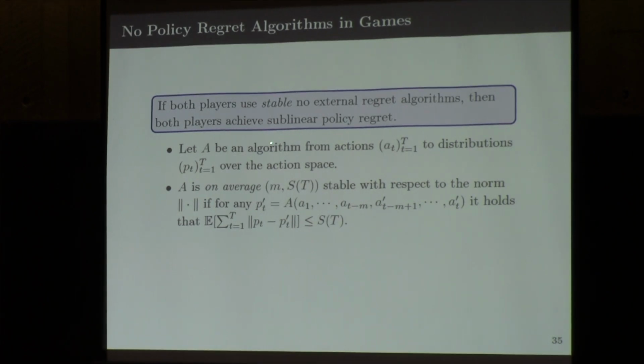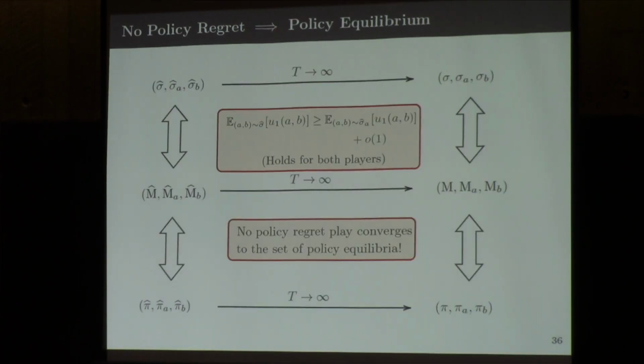So one is that if the players in a game play according to a stable, no external regret algorithm, where stability here means that if I change past M actions to something else, then the distribution on the action space doesn't change by too much, captured here in ST. Right? So if players play according to some stable algorithm and achieve no regret, then they also achieve sublinear policy regret. So in general, it's not true, as we argued when we discussed the incompatibility of regret and policy regret. But if they're playing according to a stable algorithm, then sublinear regret implies sublinear policy regret.